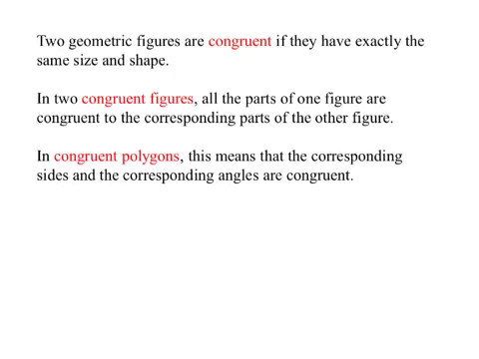Section 4.2, apply congruent triangles. To start out, let's talk about congruence. Two geometric figures, anything that has shape, are congruent if they have exactly the same size and shape. In two congruent figures, all the parts of one figure are congruent to the corresponding parts of the other figure. In congruent polygons, this means that the corresponding sides and the corresponding angles are congruent.